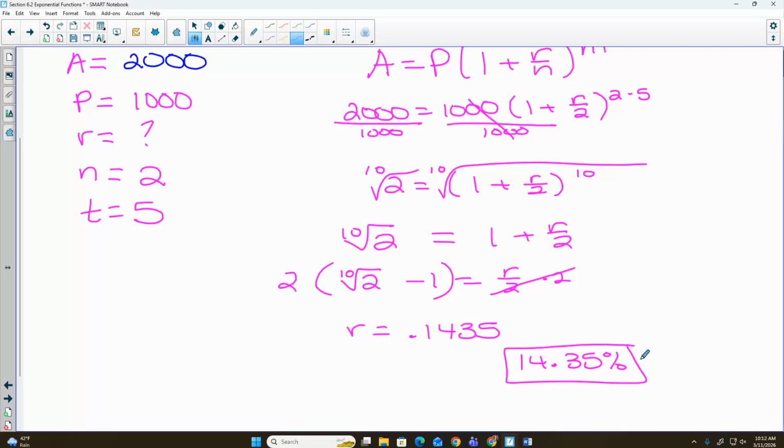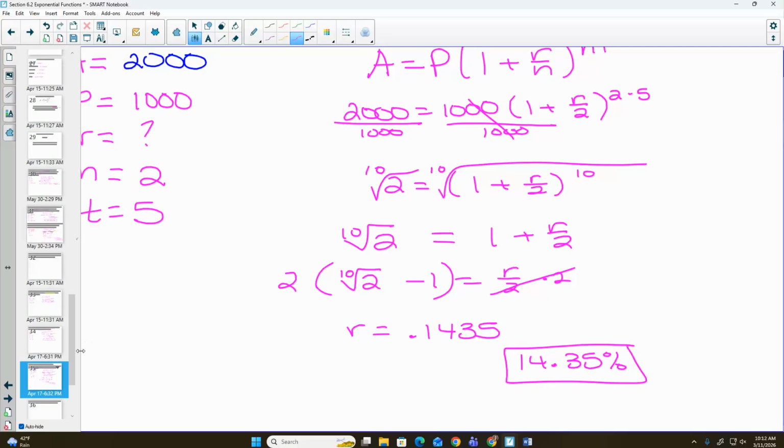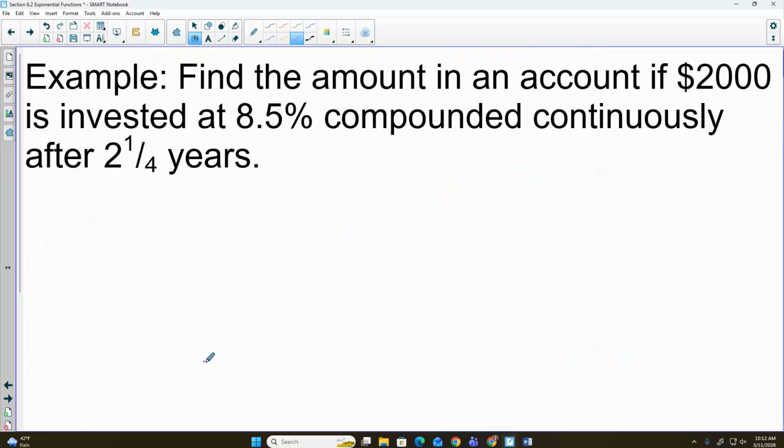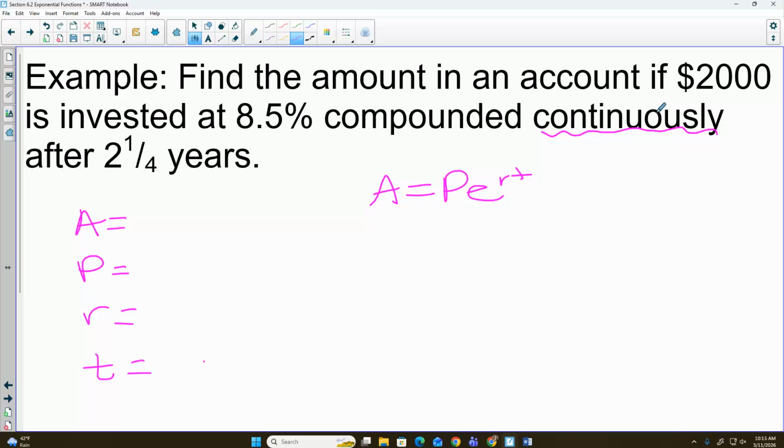Why don't you guys try the very last example? So we'll skip the next one. Go to the very last one, see if we can set this up and be done for today. So we see this word continuous, which means I'm using A equals PE to the RT. So there's no N that we have to find. Find the amount in an account. If $2,000 is invested, if that's what I'm investing, that's what I'm starting with.